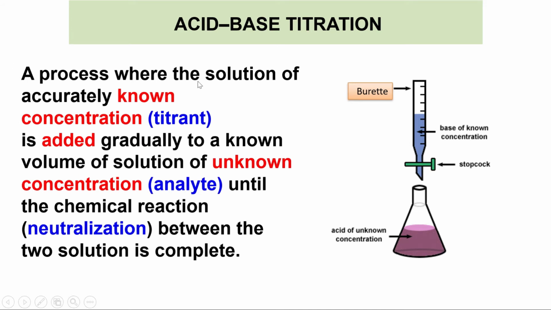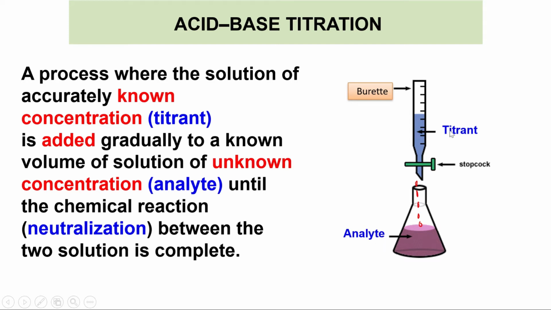Titration is a process where a solution of accurately known concentration, which is known as the titrant, is added gradually to a known volume of solution of unknown concentration, also known as the analyte, until the chemical reaction, which is the neutralization reaction between the two solutions, is complete. So the titrant is the solution of accurately known concentration added gradually. That means we are going to add it slowly into the solution of unknown concentration, which is the analyte.